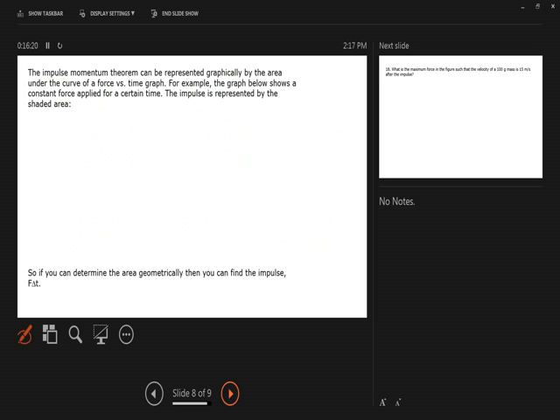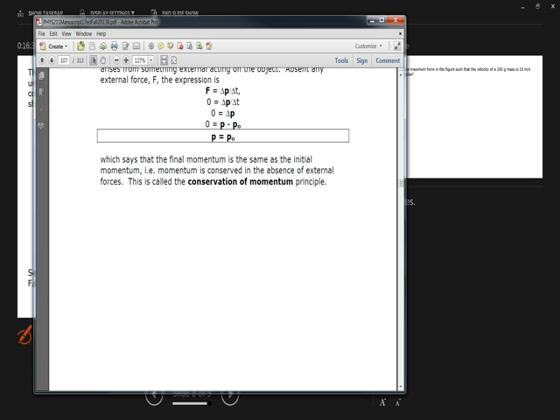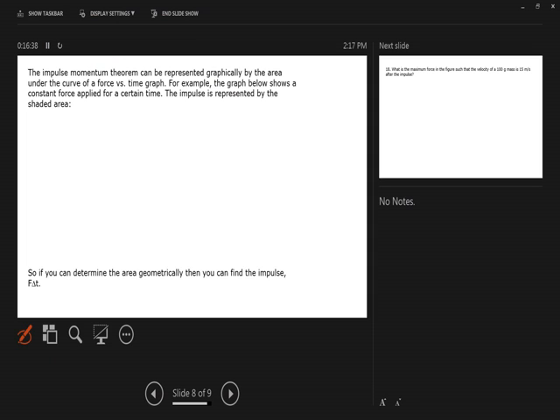Okay, sometimes we have a graphical representation of our impulse momentum theorem, and when that's the case, we can determine the impulse, which is the product of the force times the time. If we have a graph of that, we can determine the impulse.